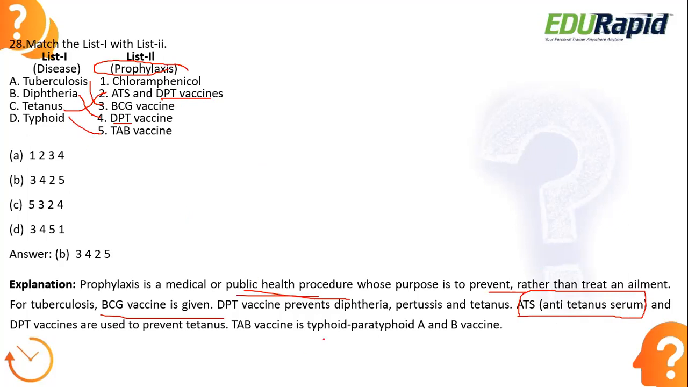Okay, TAB is a vaccine to prevent typhoid. Paratyphoid A and B vaccines are provided here. Okay, this is a paratyphoid virus. So the vaccine is specifically provided to an individual to prevent all of these diseases. It is clear that the respective vaccines are provided to that individual.